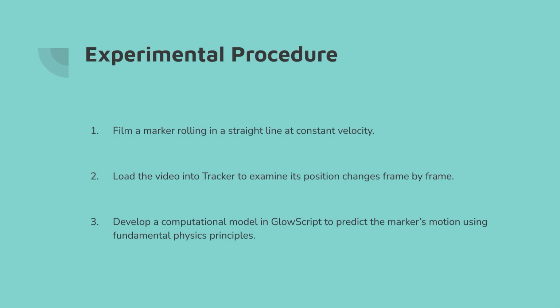Experimental procedure. To collect data, I filmed a marker rolling in a straight line on a flat surface. The camera stayed completely still, and I placed a ruler in the frame to calibrate the scale inside Tracker. After recording, I loaded the video into Tracker and carefully marked the marker's position frame by frame to create a table of position and time. This gave me a real-world data set that I could later compare to a physics-based model.